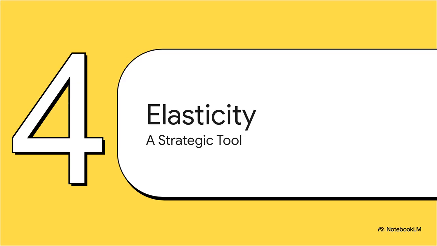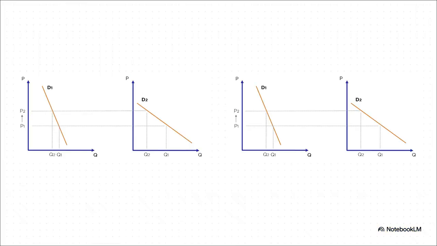So now that we get how markets find their balance, we can bring in a new concept. And this one is a real game changer for business strategy. It's called elasticity. And it's basically a tool for measuring just how responsive buyers are to any changes in price. This slide shows the difference perfectly.